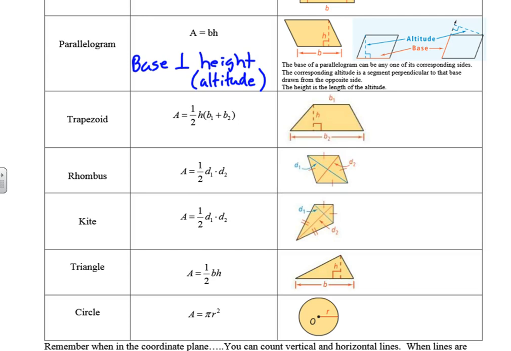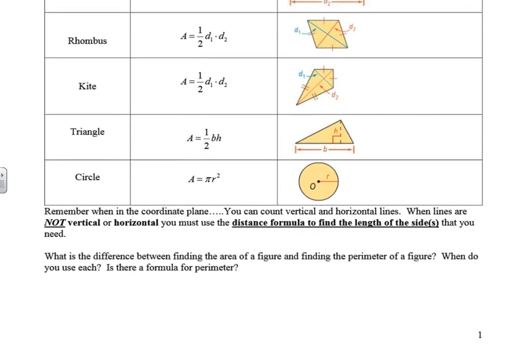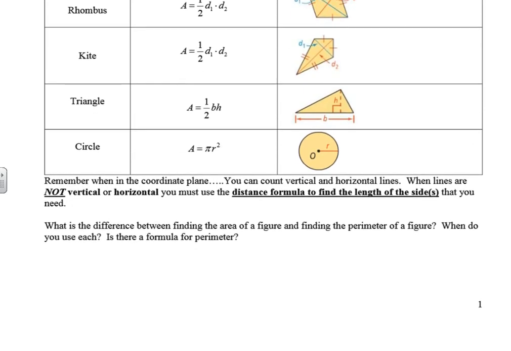For the rhombus and a kite, we get a little more specific in here. We have 1/2 the diagonal times the diagonal. Remember, a rhombus is a parallelogram, so you could also do it using the parallelogram formula, but we've got some special opportunities. Triangle is 1/2 base times height, and a circle is area equals pi r squared.